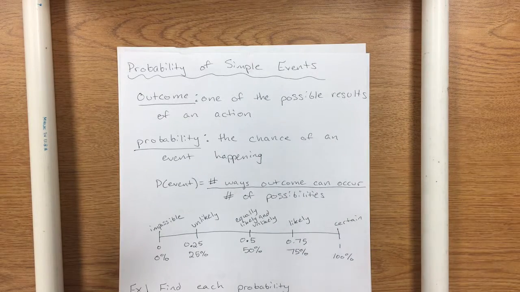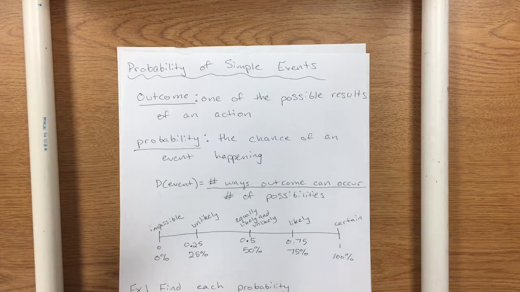Hello, mathematicians! Today we are talking about probability of simple events. So the first word that we need to know is outcome. An outcome is one of the possible results of an action. So this could be flipping a coin. An outcome would be getting heads. Another outcome would be getting tails.